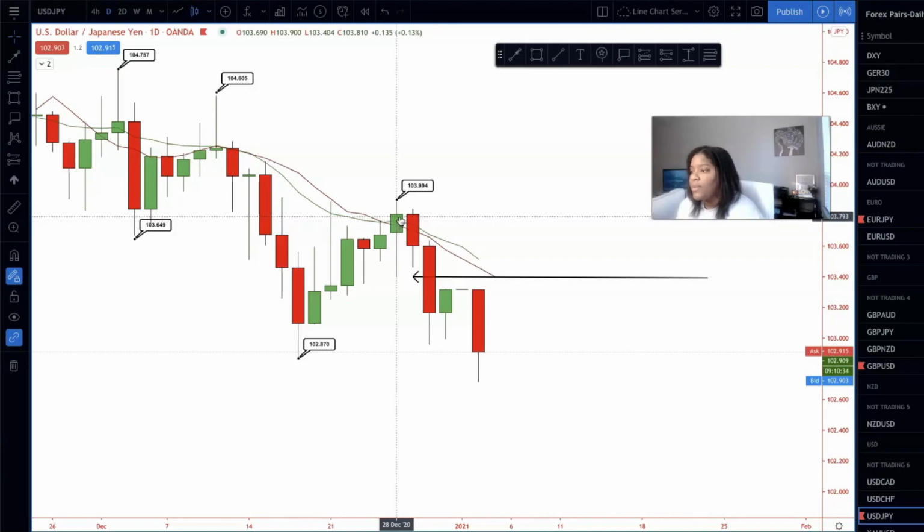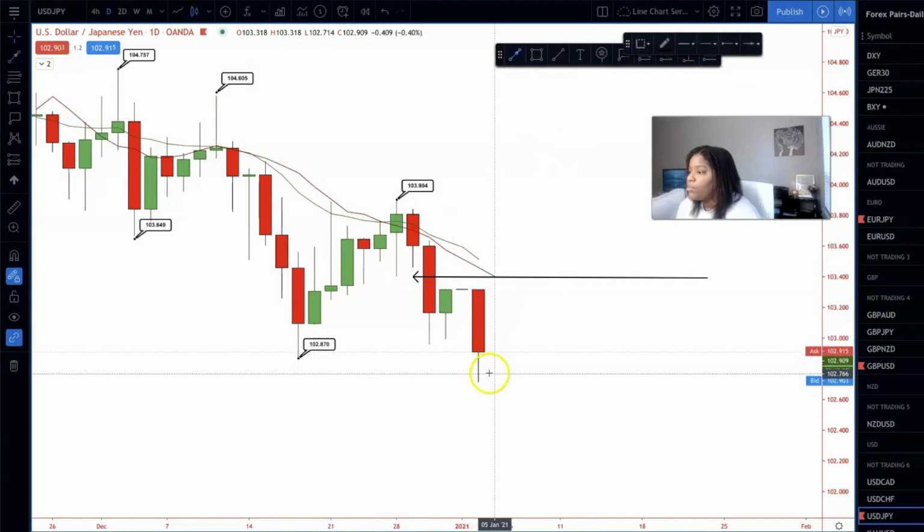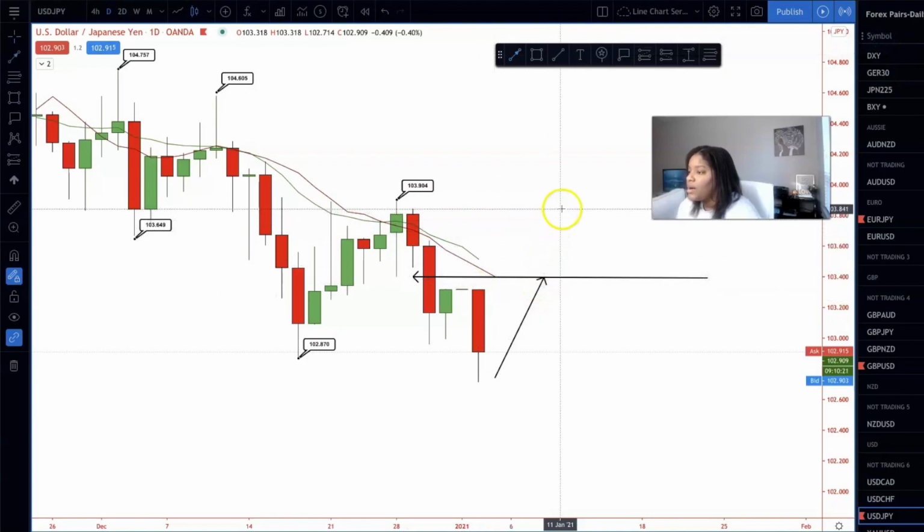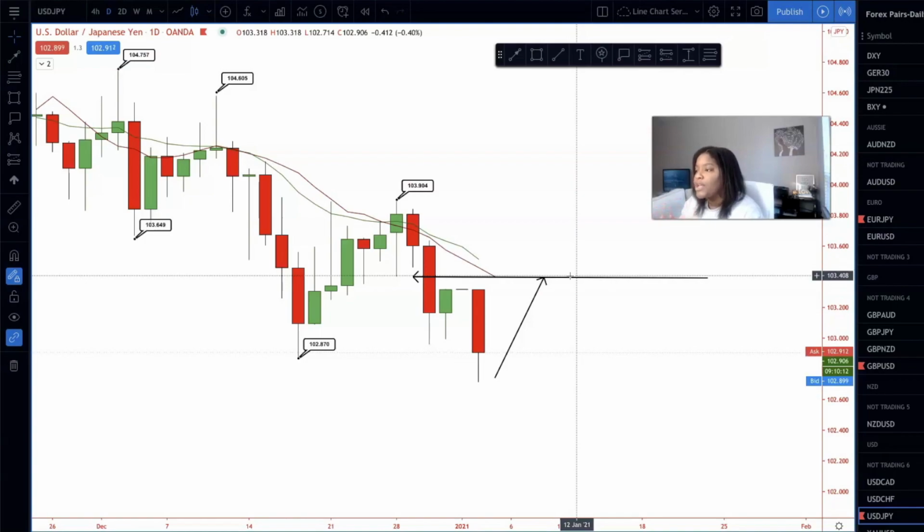But until then, we know who we want to be. We want to be the sellers. We don't want to be the buyers, right? So what I'm going to wait for is for price to pull back, and I want to see if it can stay between the range of 103.94 to 103.400. So that's a 50 pip range that price can pull back to play in.